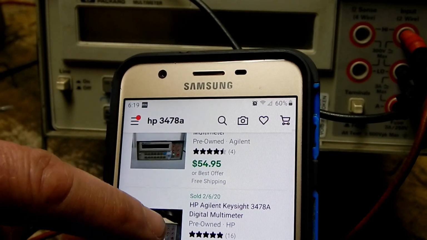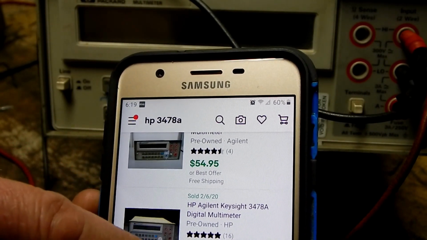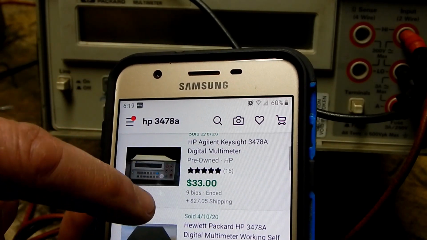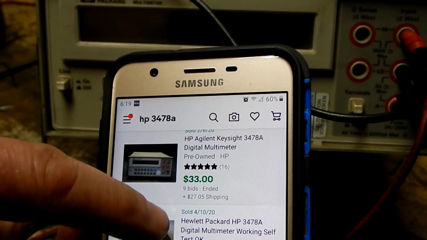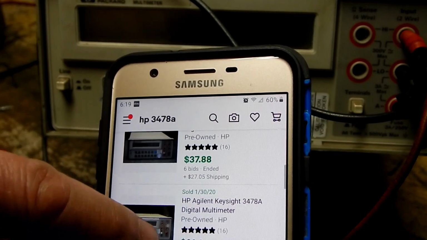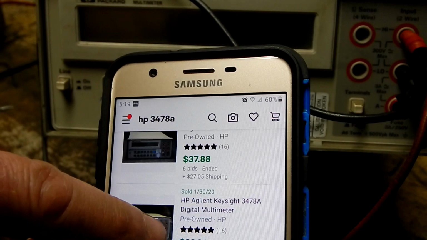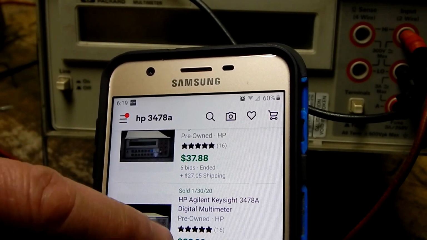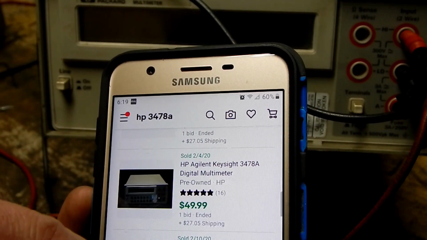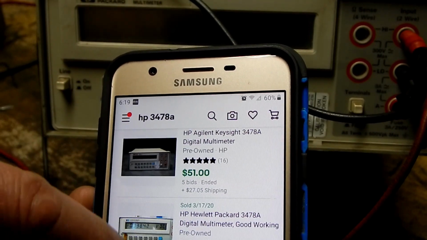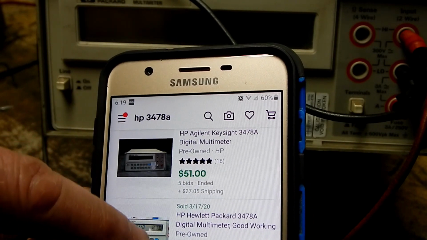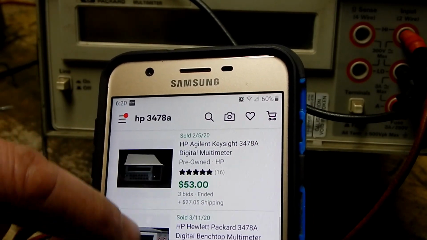This one, same thing, $33 plus 27 shipping, so that puts you back up to around 55 bucks. 45 bucks with shipping, around 60 bucks. You know, so we got a good sampling here showing us that this meter is worth somewhere around 50 or 60 bucks. And you don't see too much changing from there. This must be one that was really clean or something because it was 80, 85.